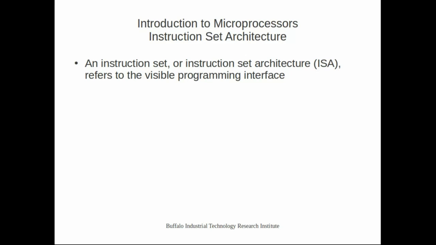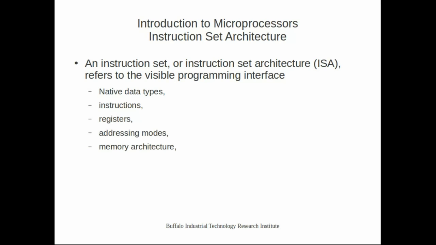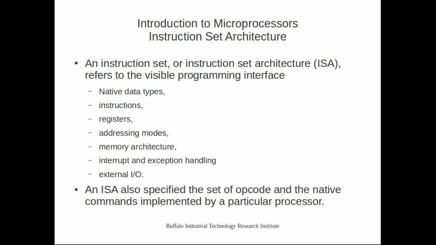An instruction set architecture refers to the visible programming interface of a microprocessor. It includes the native data types defined by the processor, the instructions themselves, the registers visible to the programmer, addressing modes, the memory architecture, interrupt and exception handling, and the external input-output mechanism. An ISA also specifies the set of opcode instructions and native commands implemented by that particular processor.